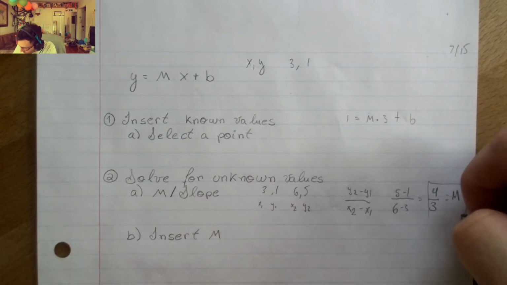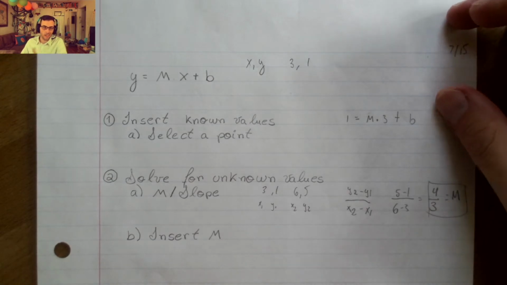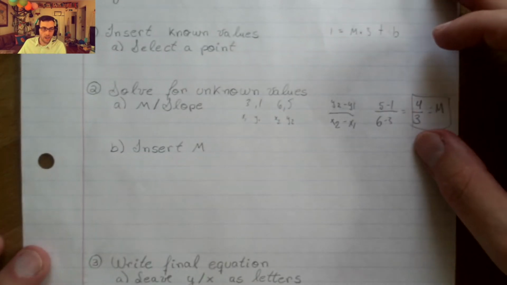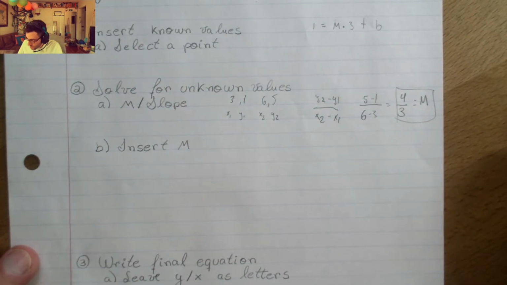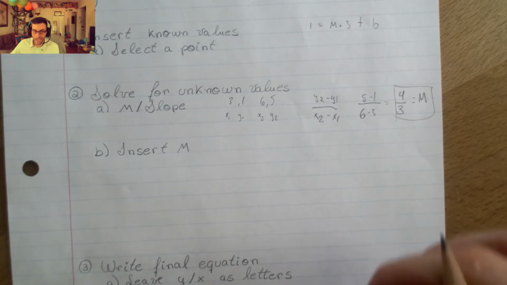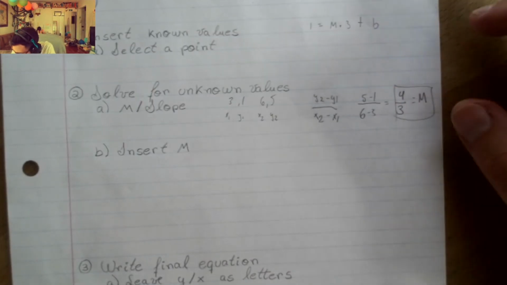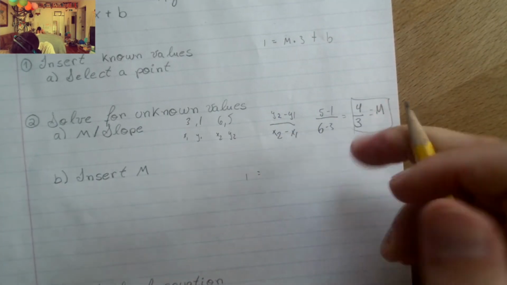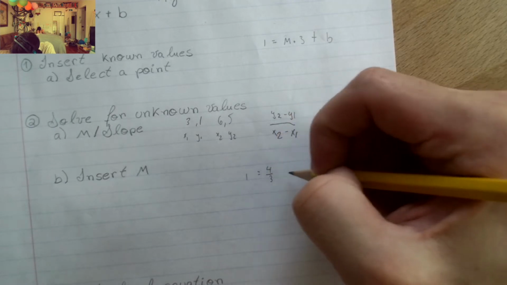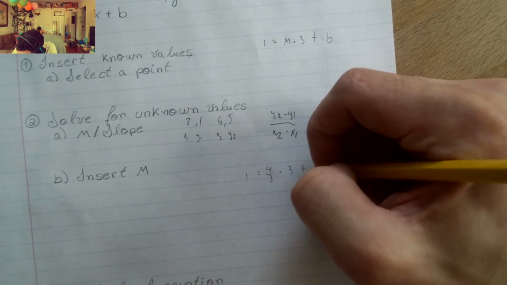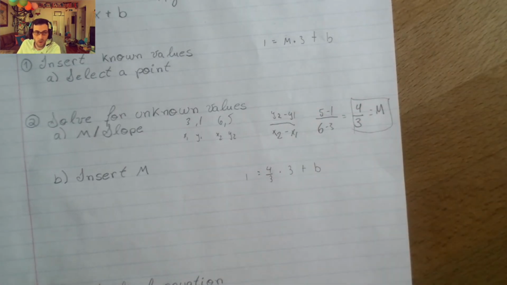As always, we want to make sure we box in our answers just so we can go back and see it quickly. Our next portion here, just to show you a little process, we're going to insert our m value now into that equation. We're just going to slide everything in. We have 1 is equal to our m of 4 over 3 times 3 plus b. And our b we don't know right now.